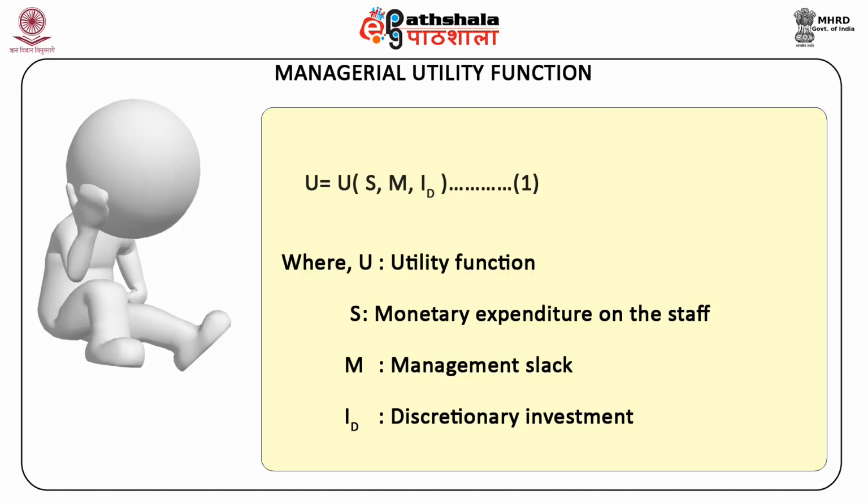As mentioned above, monetary expenditure on staff includes the manager's salary, salary of the staff, and other monetary compensation that the manager received. Management slack are the incentives which enhance their power and social prestige, without which the manager can quit the job. Thus, these are the lavish expenditures that keep the manager always happy in terms of power and prestige.